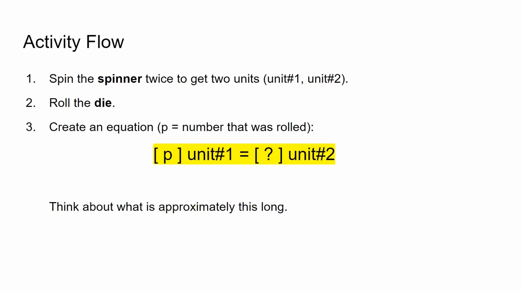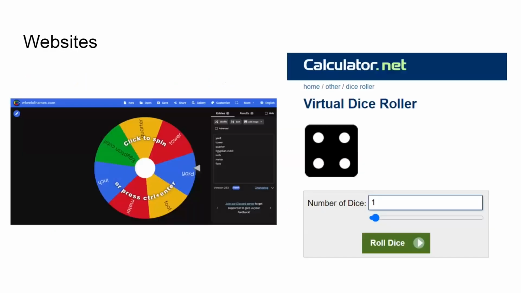Some great things to do for the students in this activity is to think about what is approximately this amount of unit long, and then help the students solve by approximating a little bit if needed. We'll be going over 3 examples. For my video, I'll be using 2 websites since I don't have a physical spinner or die. The first is the Wheel of Names website, and the second is the Calculator.net website for the die. So let's go with example 1.